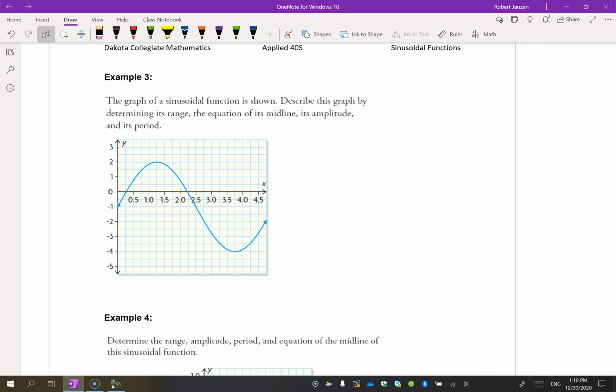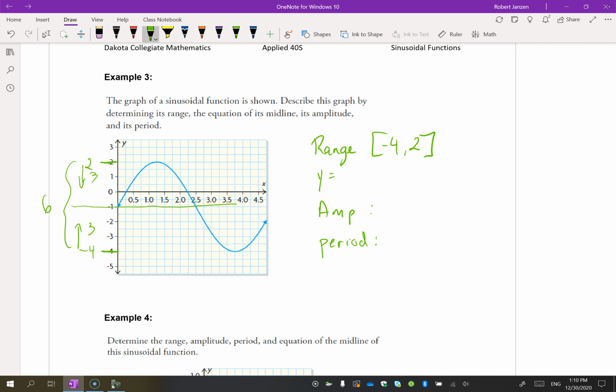The graph of the sinusoidal function is shown. Describe this graph by determining its range, the equation of the midline, its amplitude, and its period. Okay, so range from 2 down to -4. So the range is -4 to 2. That should give you where the midline is, right? If this is a space of 6, then we're going to go down 3, up 3 to figure out what the midline is. And that means the midline is going to be at -1. And our amplitude is 3.